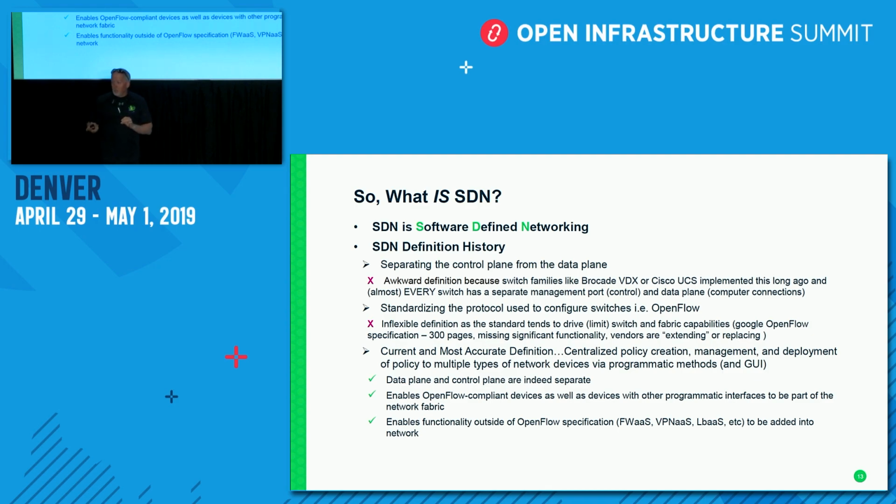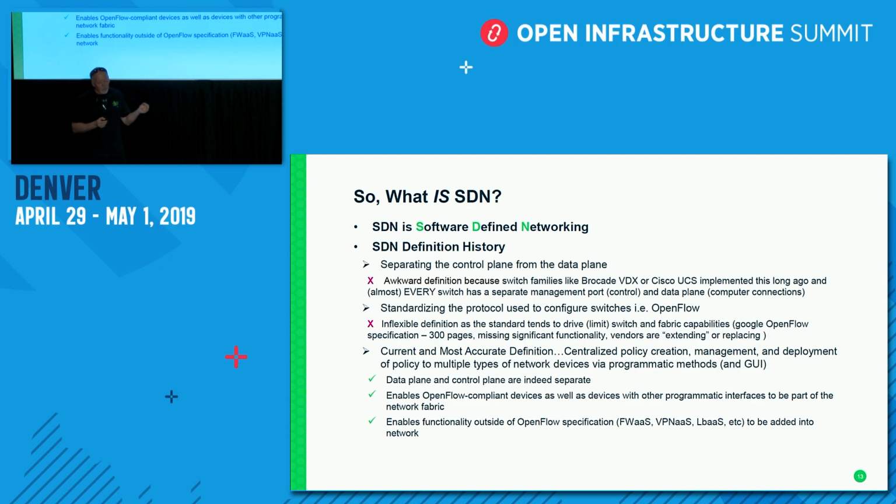People conflate OpenFlow together with SDN. And OpenFlow is a consistent way of programming switches, okay? The problem is that OpenFlow is not a flexible enough standard. So vendors tend to add to this because you need to add functionality. Therefore, OpenFlow is a good part of SDN, but it is not SDN in and of itself.